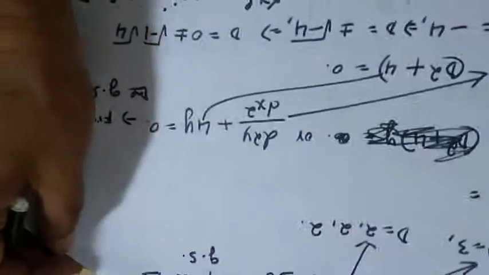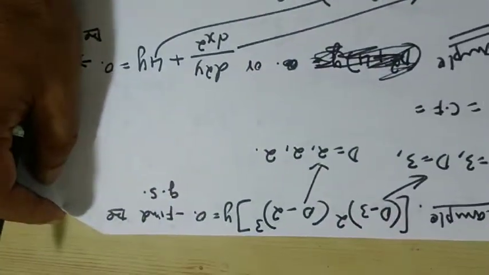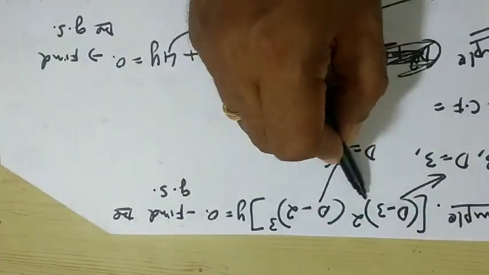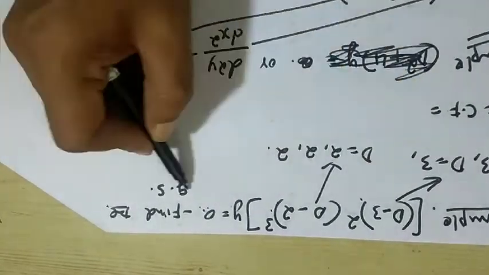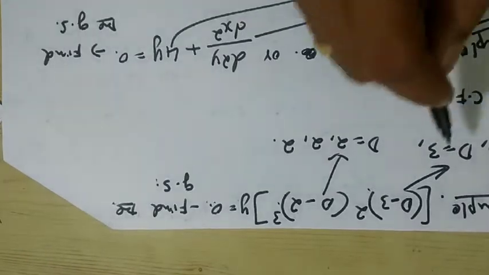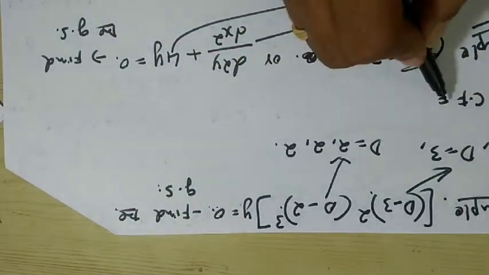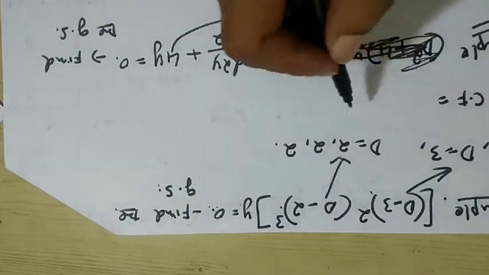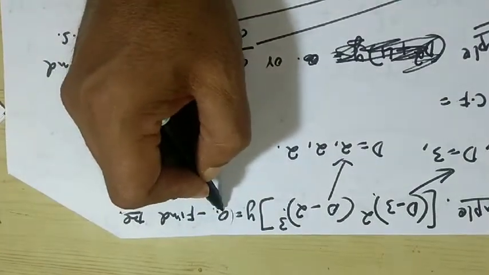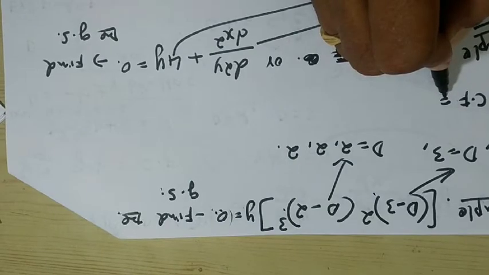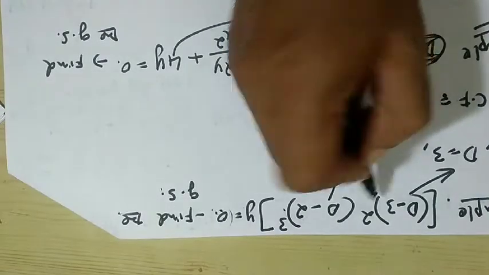Now let us go to the next problem. What is the next problem? Solve the differential equation (D minus 3) whole squared into (D minus 2) whole cubed operated on y is equal to 0, or he may ask, find the general solution. Now, as you know, I have already told you, general solution is equal to complementary function plus particular integral, but RHS is 0. When RHS is 0, what is the general solution? Complementary function only.